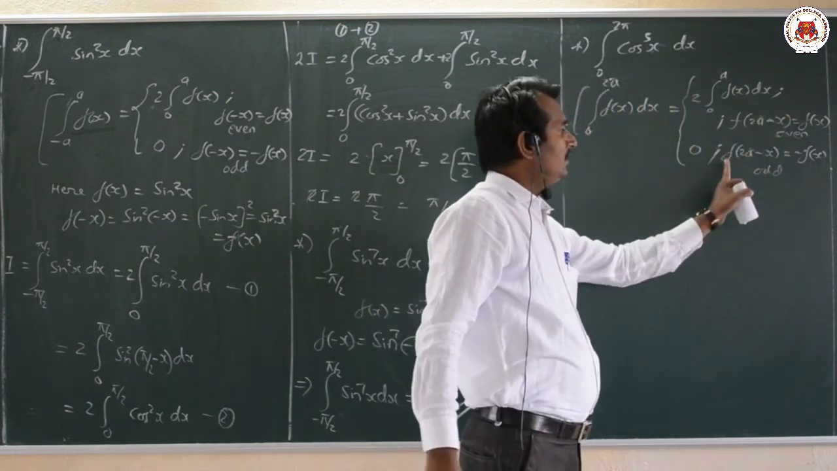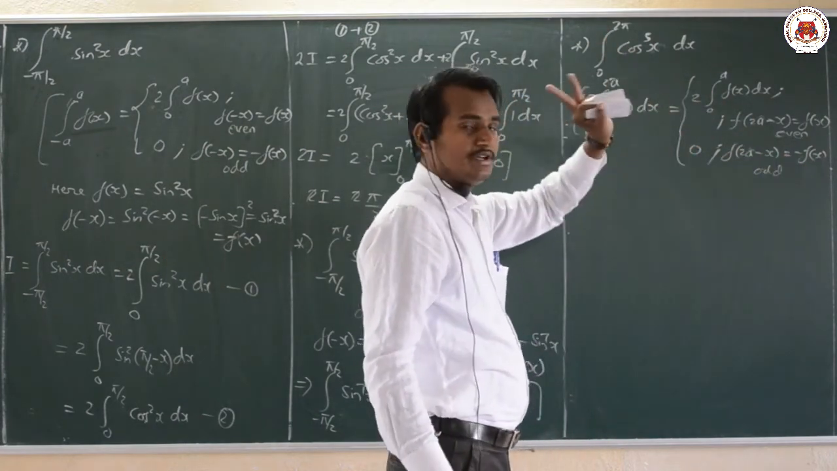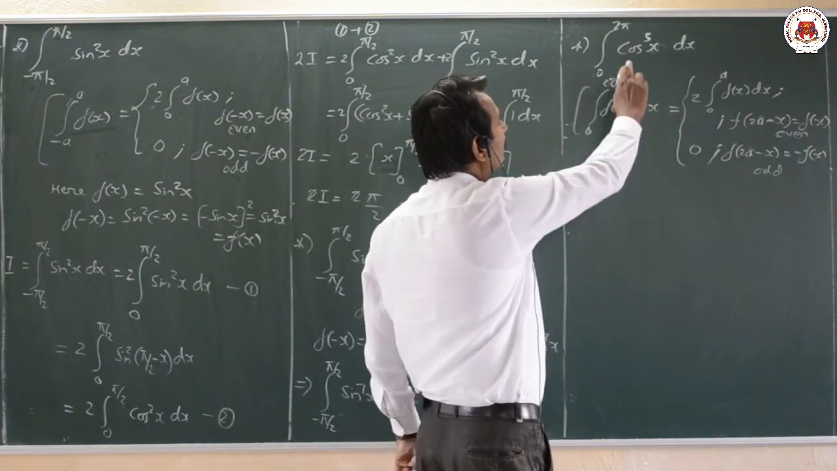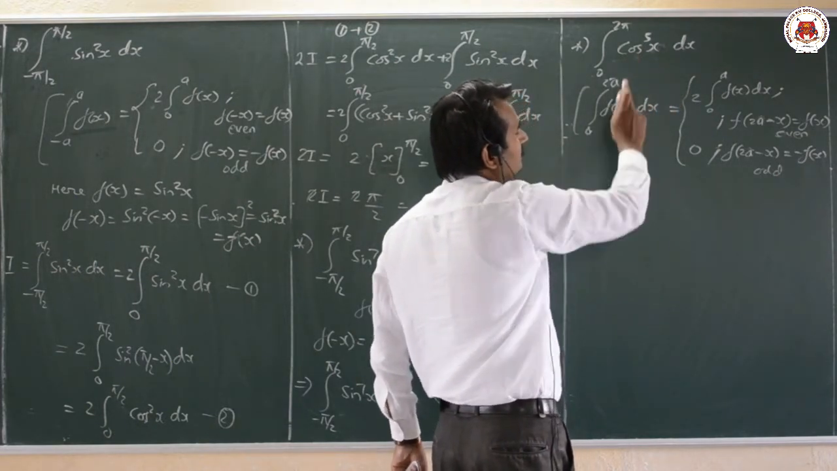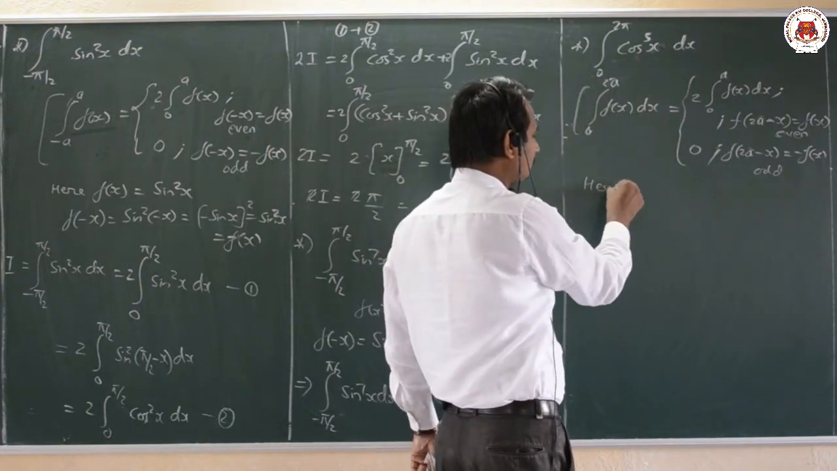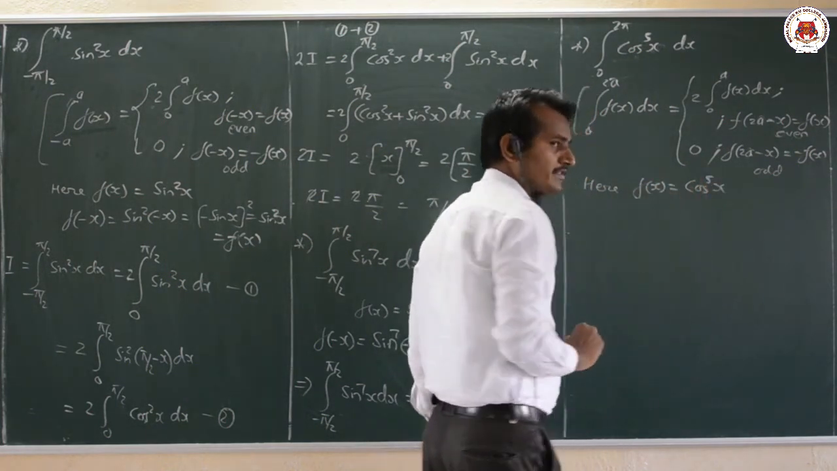Now here f(2a − x) = −f(x) means it is odd, and the value will be 0. Now what is f(x) here? f(x) is cos raised to the power of πx. Here f(x) equals cos^(πx).